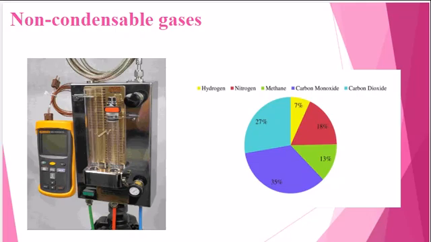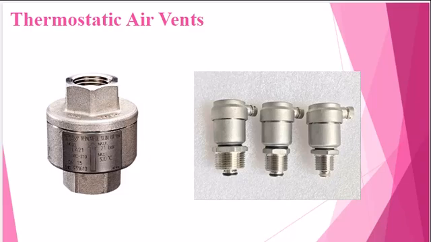Non-condensable gases. Non-condensable gases, such as air, can accumulate in steam systems, reducing heat transfer and creating hot spots. These gases can also cause corrosion and decrease system performance. Removing non-condensable gases is essential for efficient boiler operation. Air vents and vacuum pumps are typically used to expel these gases, which leads to better heat transfer and longer equipment lifespan.